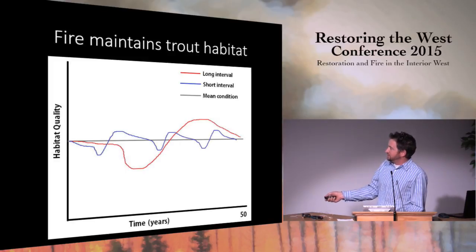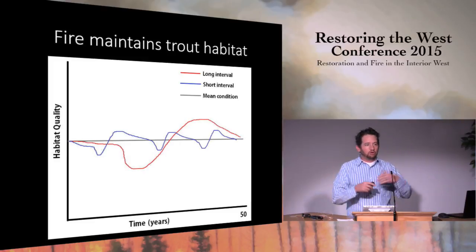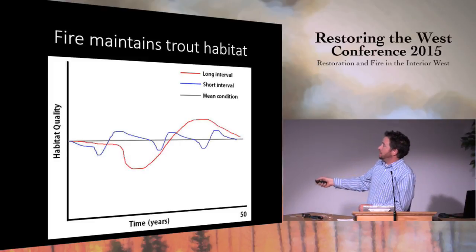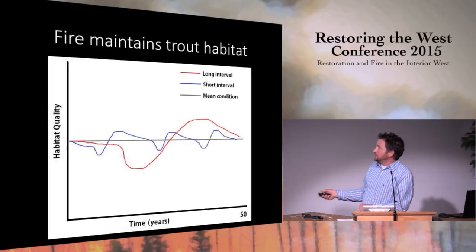On the x-axis here is time in years. I projected this out 50 years. On the y-axis is some measure of habitat quality. And you could think of this gray line as like mean habitat quality over this interval, right? And if you have short interval fires, right after the fire occurs, you would have some decrease in habitat quality for a fish like Bonneville Cutthroat Trout, after which the ecosystem recovers and you may actually see an increase in habitat quality because of the incidence of fire. And this repeats, at this short interval.